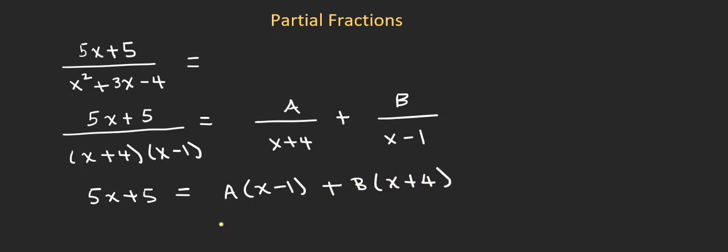Now this is what we're going to do. We're going to let x equal 1, because when x equals 1, this whole thing goes to 0. So you'll be able to find what b is. So when x equals 1, you end up getting 10 equals 5b, which means that b is 2.